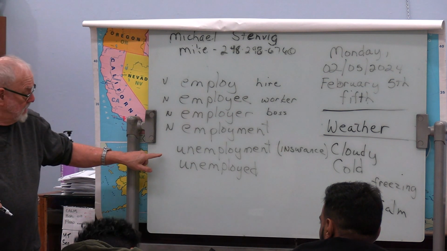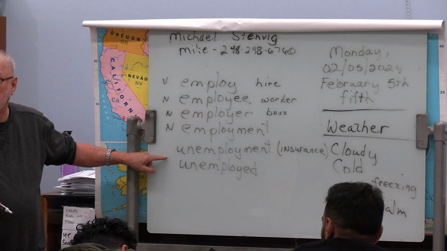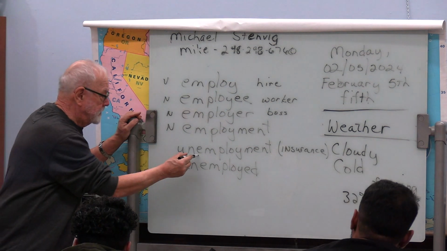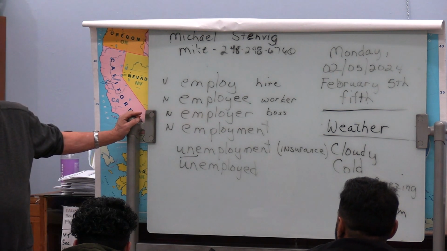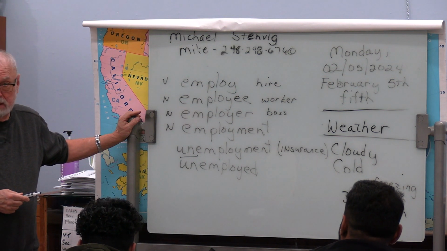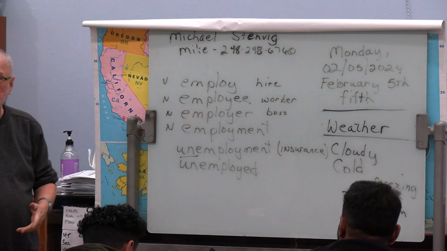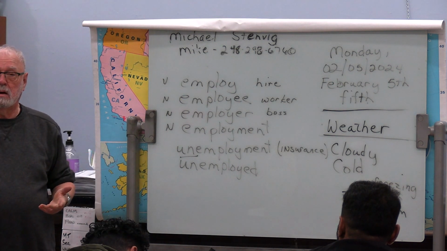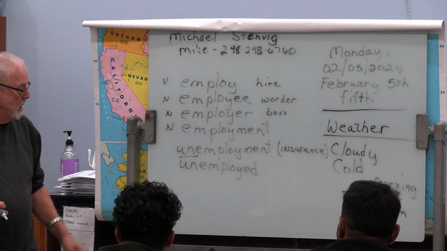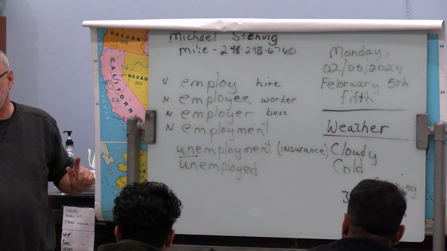What's this? Unemployment. Negative. I'm happy. I'm not happy. Unhappy. Unemployment. Front usually means the negative, okay? Un. So unemployment means no job.